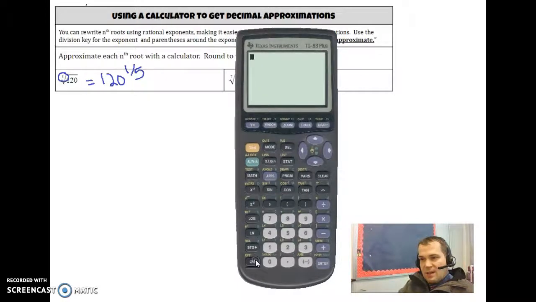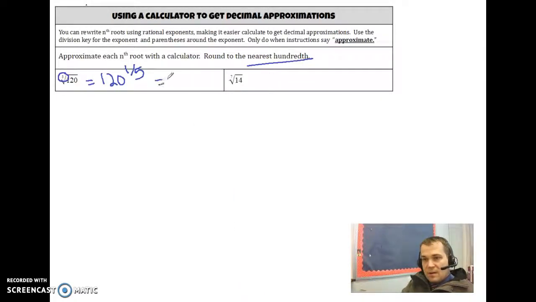So I'll turn this on and go 120, press this button, of course, right here to put the power, and mine doesn't put that little box there. I've got to actually make sure it does the 1/5. If I go 1 like that, this will be wrong. This will take the 120 to the first power and then divide by 5. That's not what we want to have happen. What we want to have happen is take it to the 1/5 power. So I'm going to have to put parentheses around that and see that the answer is 2.6, well, I'll round to the nearest hundredth, so 2.61 will be my answer here.